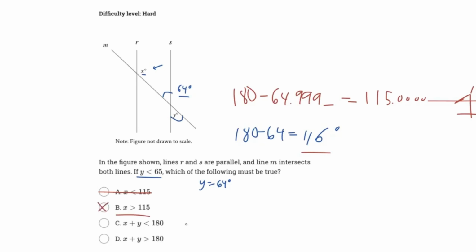So it says x plus y has to be less than 180 degrees and x plus y has to be greater than 180 degrees. Well, we just proved it here, right? We said that if y, we could just name it 64 degrees. Vertical angles, this is 64 degrees. We find that x would have to be 116 degrees. 116 plus 64 is 180 degrees. And so neither C or D is correct because x plus y will always be equivalent to 180 degrees.